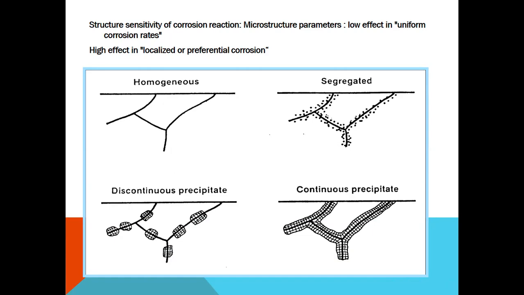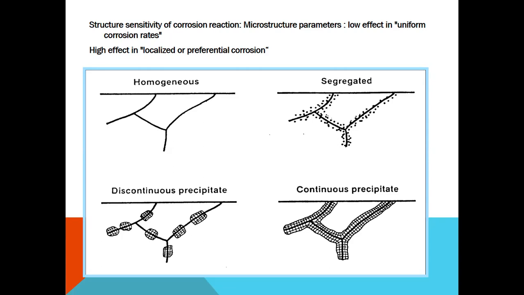Structure sensitivity of corrosion reaction. Microstructure parameters have a low effect on uniform corrosion rates, but a high effect on localized or preferential corrosion.